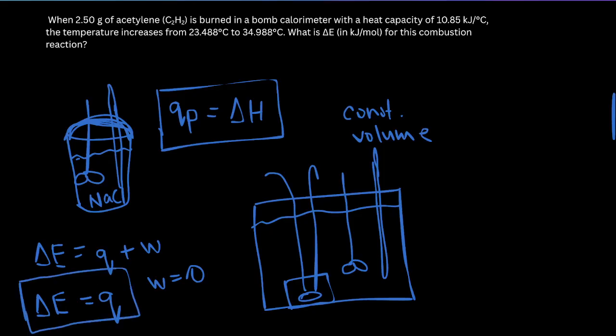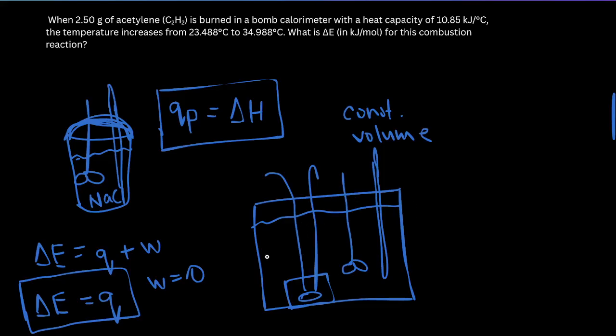And this is an important distinction. When you're looking at coffee cup calorimeters, you can use your heat to find our change in enthalpy. But that again is because this only works when we're looking at constant pressure. Whereas with our constant volume calorimetry, there is not a constant pressure here.